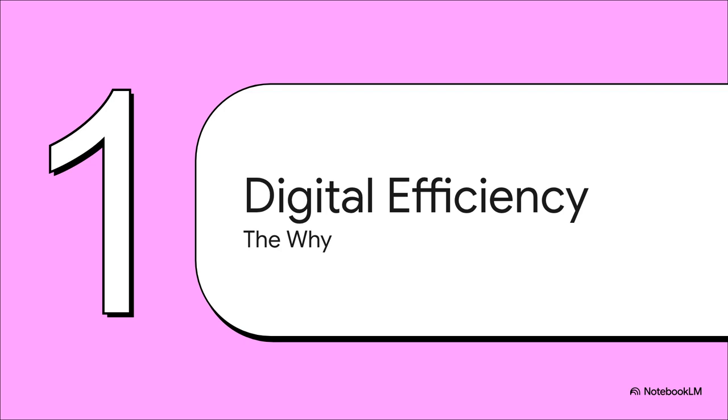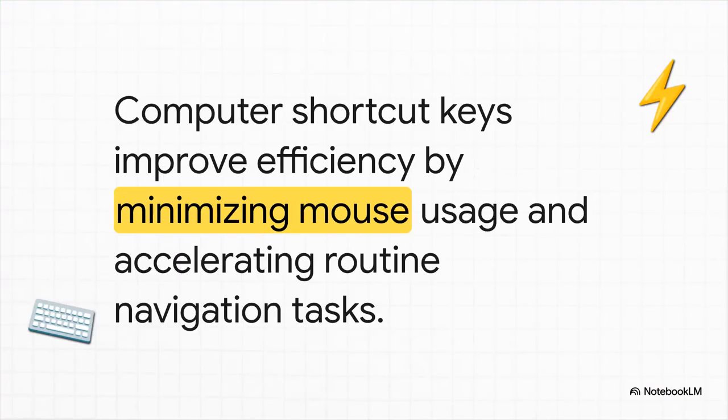And that brings us to Section 1, Introduction to Digital Efficiency, or as I like to call it, the why. True computer fluency, the kind that makes you look like a hacker in a movie, doesn't actually start with complex coding. It literally starts with the physical mastery of your keys. Computer shortcut keys improve your efficiency by minimizing mouse usage and accelerating those routine navigation tasks. Moving away from the mouse isn't just some cool party trick. It fundamentally accelerates how quickly your brain can execute an action on screen. The whole goal is to close the gap between your thought, like, oh, I need to copy this text, and the computer actually doing it. And your keyboard, that's your express lane to make it happen.